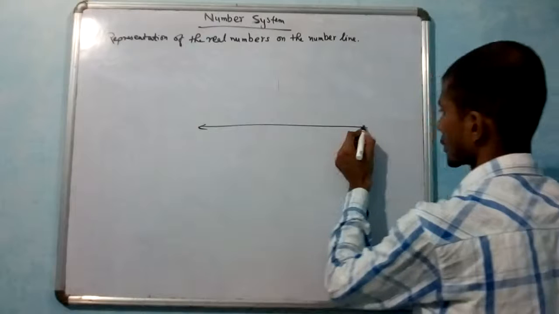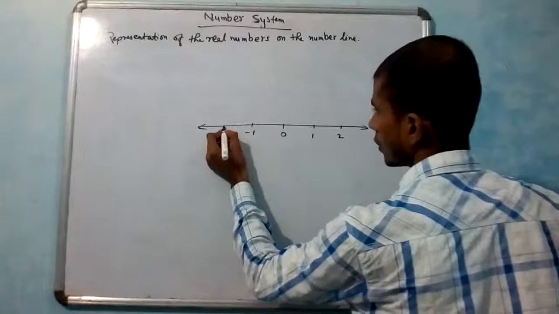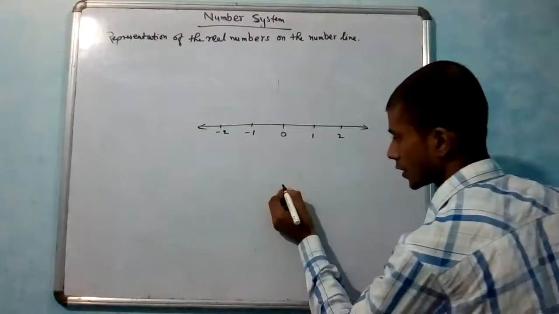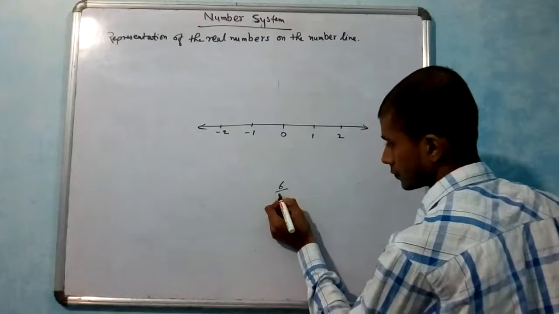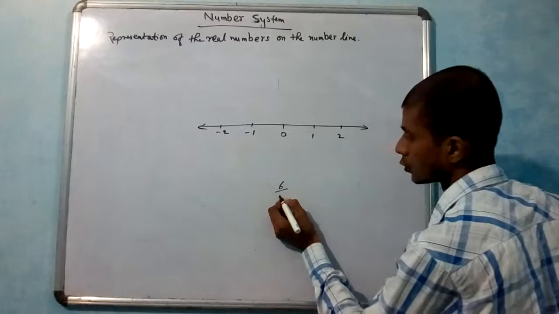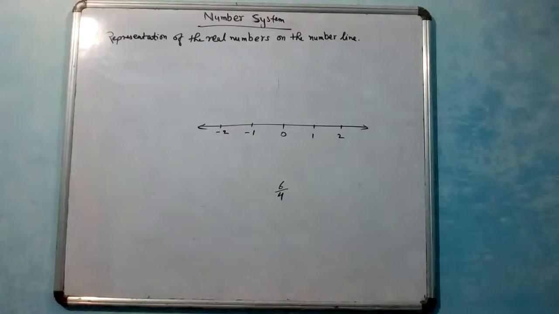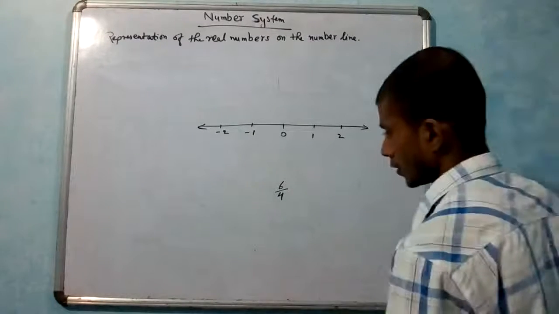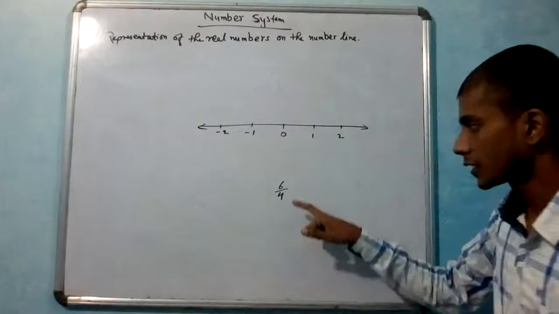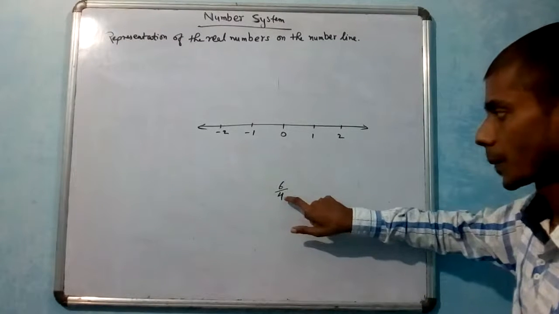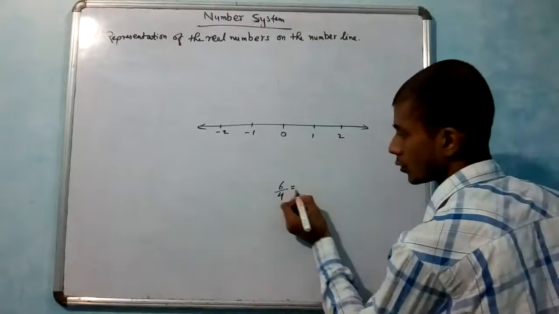Now see here, 0, 1, 2, minus 1, minus 2. Now we have a distance, 6 by 4. Let it be 6 by 4. In this 6 by 4, it is quite clear that the numerator is greater than the denominator, meaning we first have to convert it into a mixed fraction.